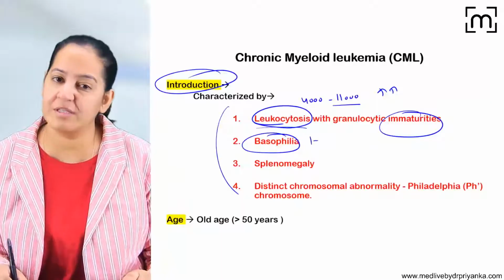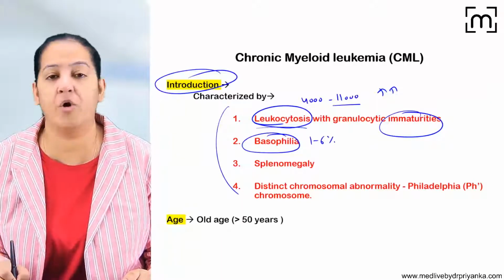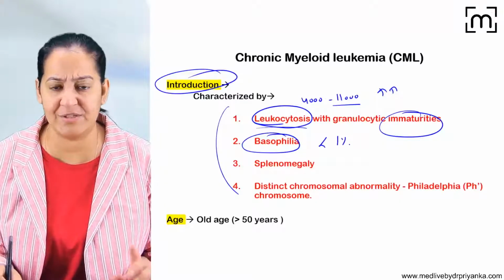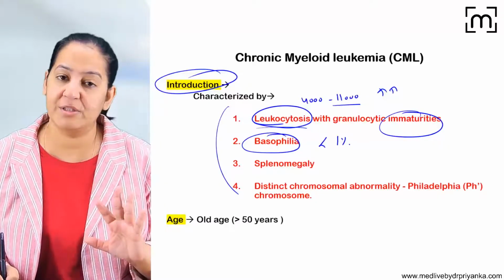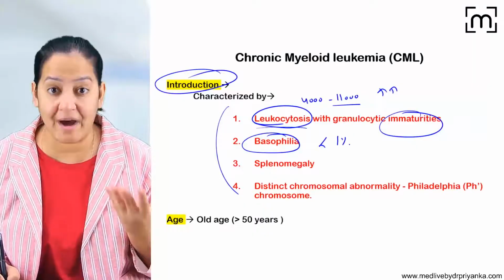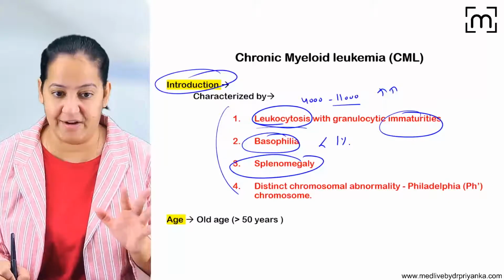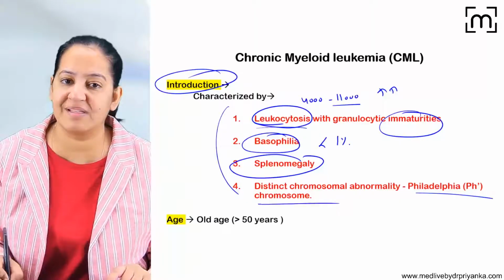The second is basophilia. Normal basophil count is less than 1% in the blood. There are hardly any basophils present in the blood. But here the basophils will be more in the blood, more than 100 per mm cube. Third, splenomegaly, the person has an enlarged spleen. And fourth, the Philadelphia chromosome will be present on cytogenetics.